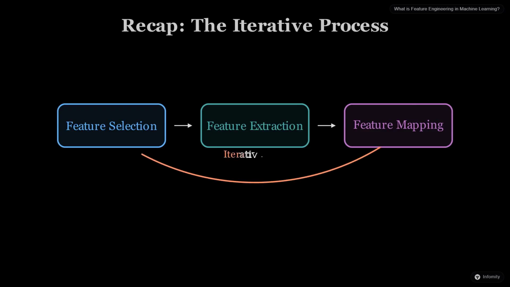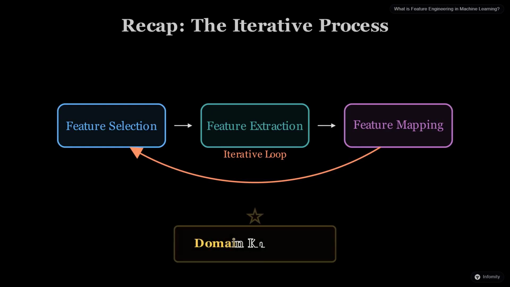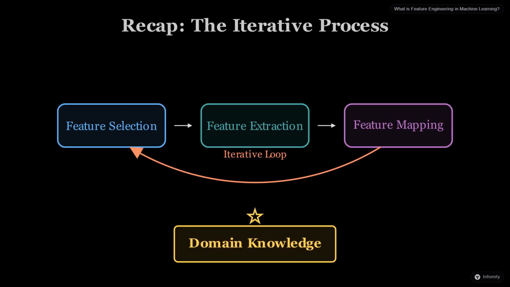This process is rarely a one-shot deal. It requires deep domain knowledge to understand the data, creativity to hypothesize new features, and continuous experimentation to evaluate their impact on model performance. Mastering feature engineering is often what separates good machine learning models from truly excellent ones.